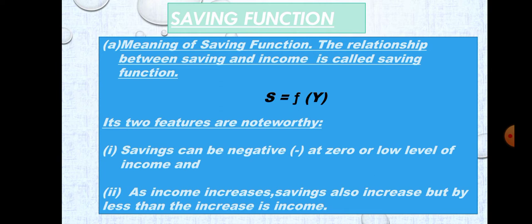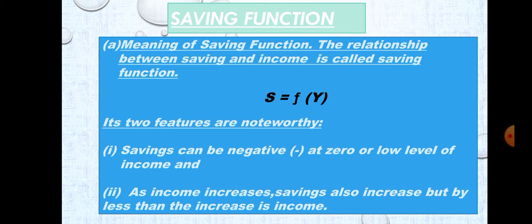The relation between saving and income is called saving function, and S is equal to function of Y. Simply put, saving function relates the level of saving to the level of income. It is the desire or tendency of the household to save at a given level of income. Thus, saving is a function of income.